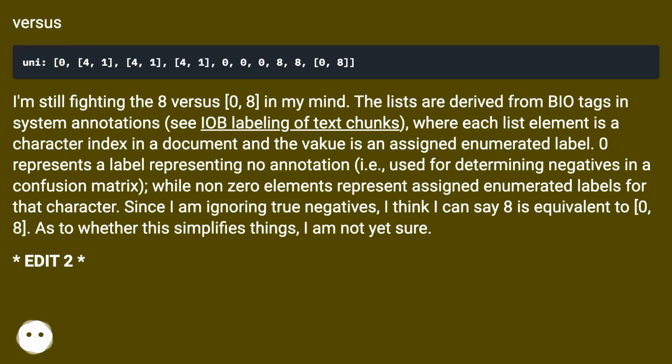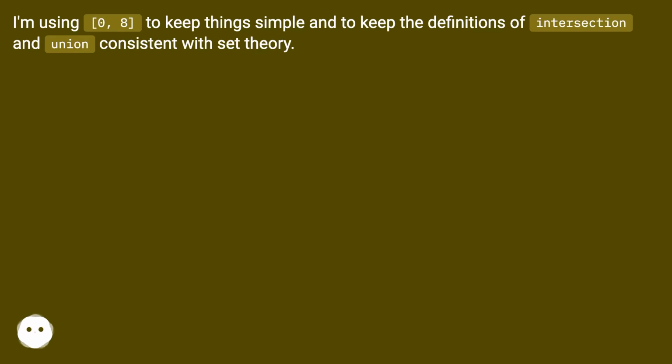Since I am ignoring true negatives, I think I can say 8 is equivalent to 0, 8. As to whether this simplifies things, I am not yet sure. Edit. I'm using 0, 8 to keep things simple and to keep the definitions of intersection and union consistent with set theory.